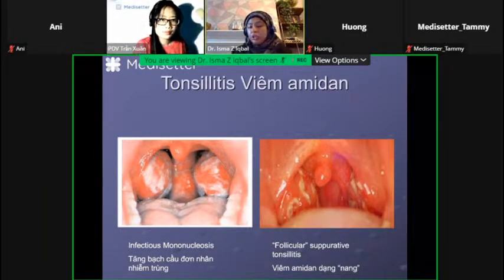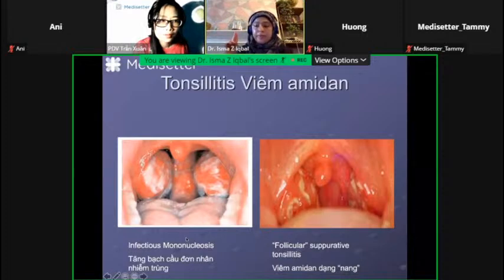It's very important to check for hepatomegaly and splenomegaly in patients that have infectious mononucleosis.